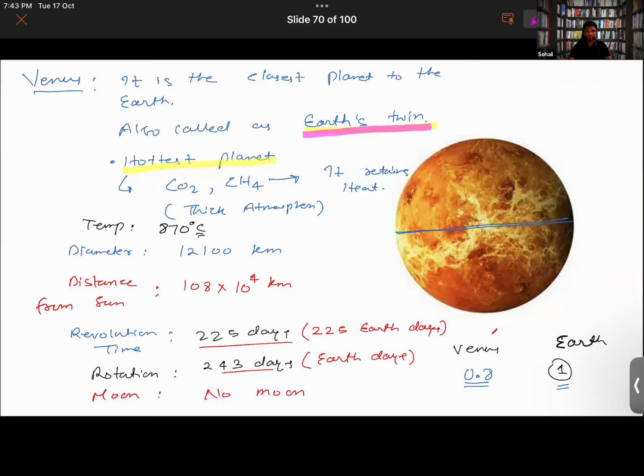Ahmed, you also mentioned a few points regarding Venus. Does Venus have any satellite? Does it have any moon? No. It has no moon. Okay. The diameter is 12,100 kilometer. Rotation time period is 243 days and revolution time period is 225 days. Okay. Almost equivalent to each other. There's a difference of just 18 Earth days.